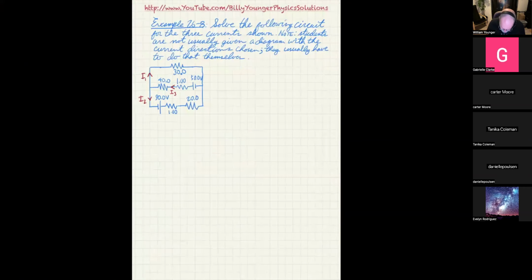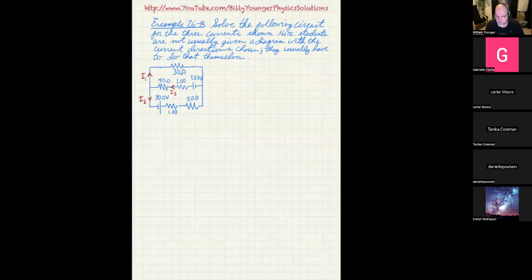All right. Well, it looks like I am going to be able to get to this one. And this one says solve the following circuit for the three currents shown. Note, students are not usually given a diagram with the current directions chosen. They usually have to do that themselves. I just want to let you know, when you're doing a multiple choice, it's reasonable that you at least label what leg is going to have what current. But you don't necessarily have to put the arrows on it.